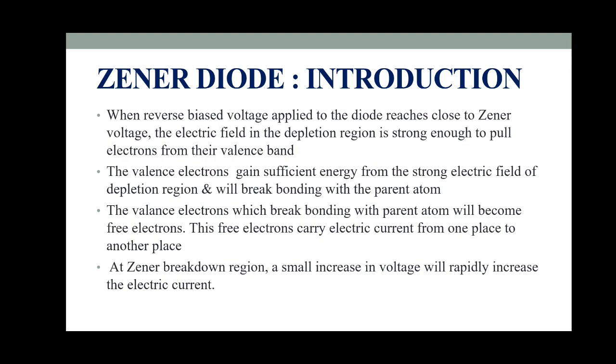At the Zener breakdown region, a small increase in voltage will rapidly increase the electric current. We will later see the characteristics of the Zener diode, but from the last 3 slides, it can be summarized that the reverse breakdown voltage for a Zener diode is less than that for an ordinary PN junction diode. Due to the smaller value of reverse breakdown voltage, it can conduct up to a certain value of Zener current, denoted as Iz max, beyond which the Zener diode may get damaged due to heating effect.